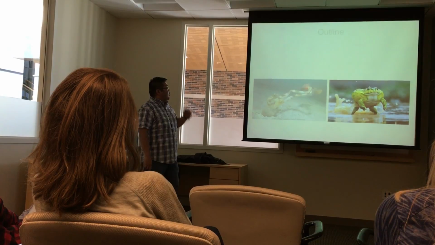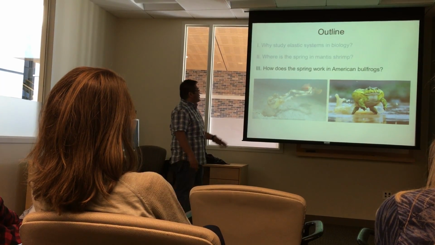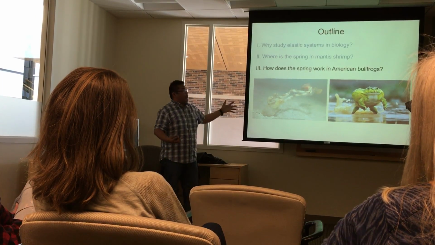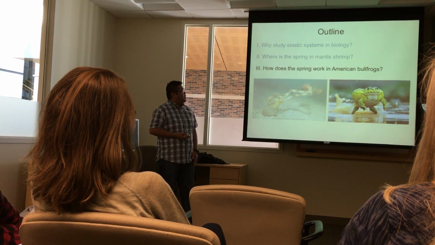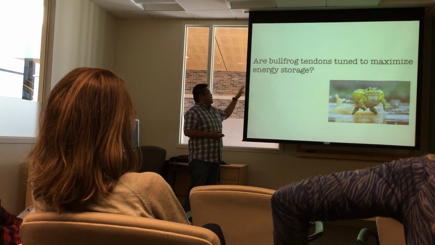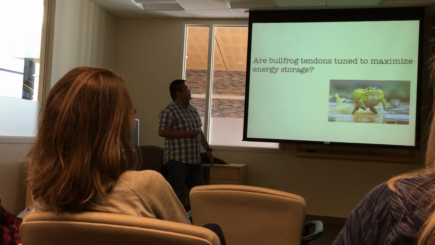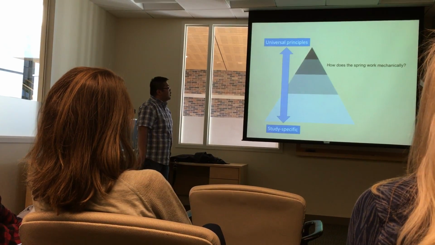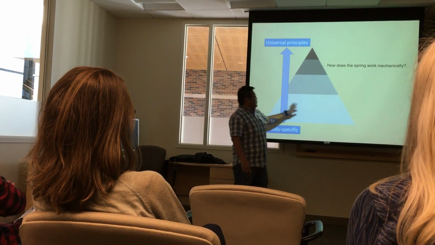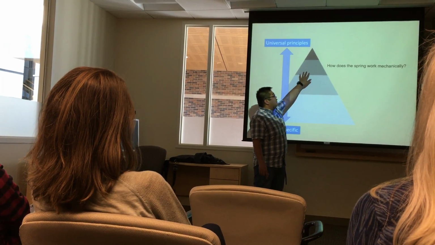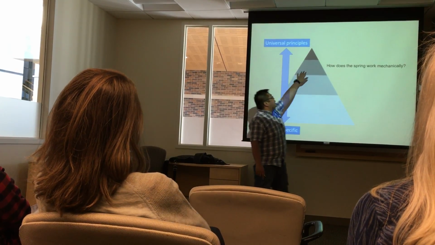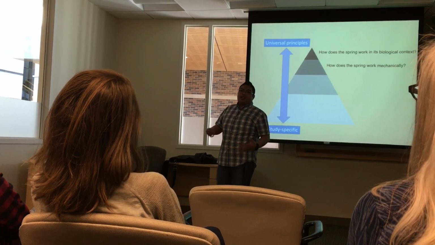So now moving on to another system. We're asking, how does the spring work in American bullfrogs? Quite specifically, are bullfrog tendons tuned to maximize energy storage? And so in terms of getting up this triangle, the goal is to get up here: how does the spring work mechanically? And touch a little bit on how does the spring work in its biological context.